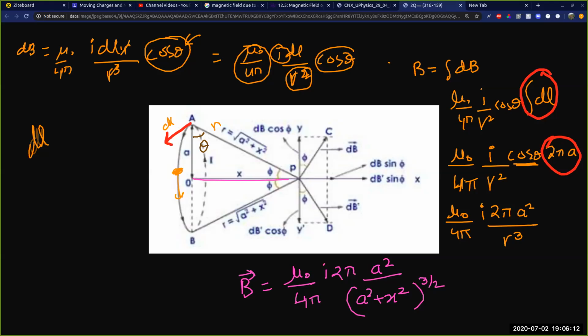Sir, if we say the dB according to the diagram, if we have theta instead of phi in this diagram, and forget phi, if you have only the cos theta component, shouldn't it be 2 dB cos theta? Why should it be 2 dB cos theta? Because you're saying I take a point here and a point here, then you're saying 2 theta, right? That's why you are saying so.